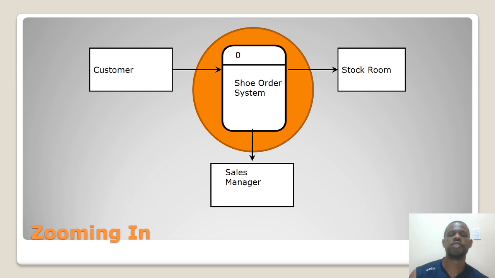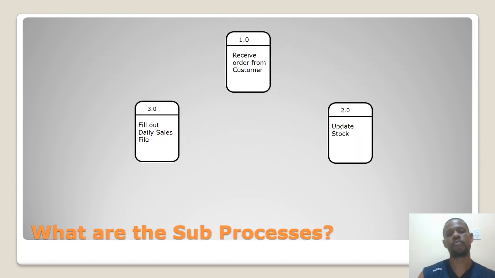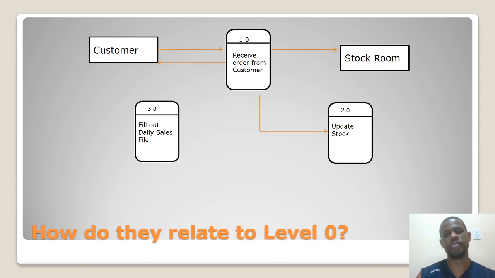Now, if we take this system and zoom in on this shoe order system, we could see what happens on the inside and we break it down. So, we're breaking down the process into three different processes. First one is receive order from the customer. From the customer, we're going to get the name.